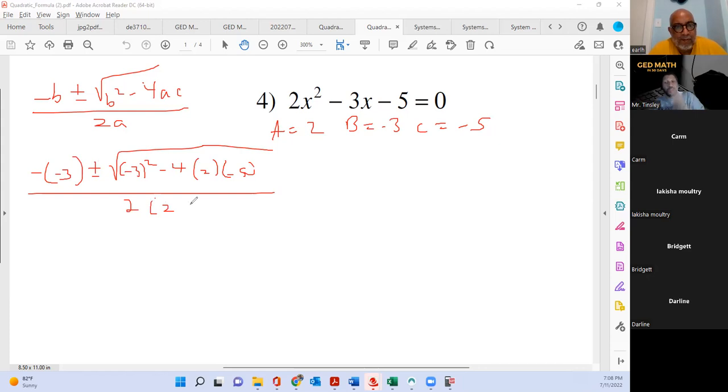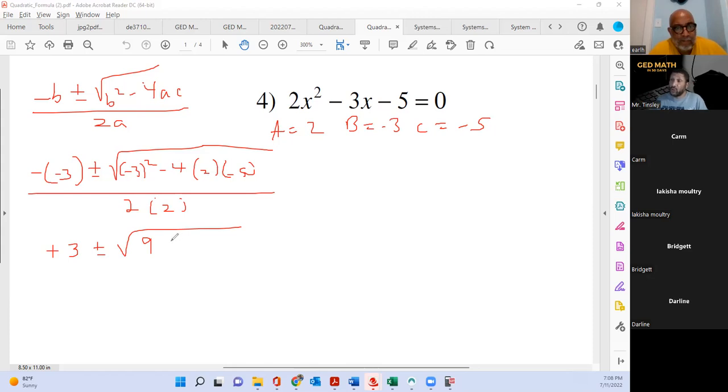Does everybody understand? All I did, everywhere A was, I put the value. Everywhere B was, I put that value. Everywhere C was, I put that value. That's all I did. Two negatives make a positive, +3, plus or minus. You should know any negative squared is a positive because -3 times -3 is a +9. So I got 9. You should also know 2 negatives make a positive. So -4 times a -5 is a +20.